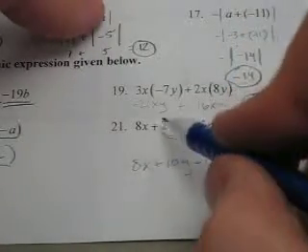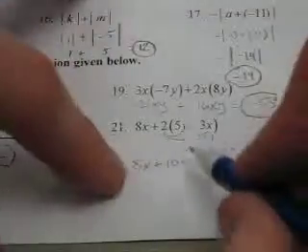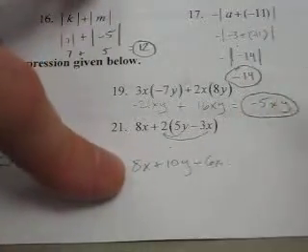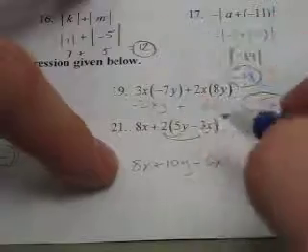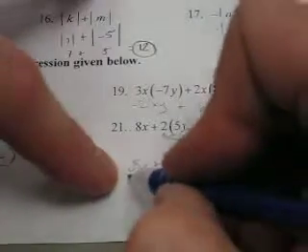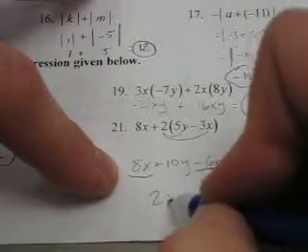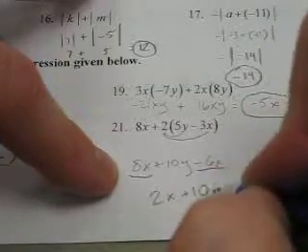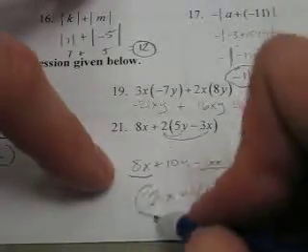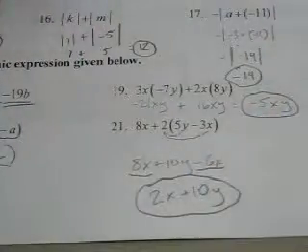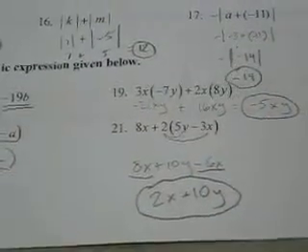Then I'll bring down the 8x plus. At that point, now we only have addition and subtraction. Now we can combine any terms that are like terms. 8x minus 6x. 8 minus 6 is 2, so 2x. Nothing to combine the 10y with, so 2x plus 10y would be our answer on 21. So that's the first page.